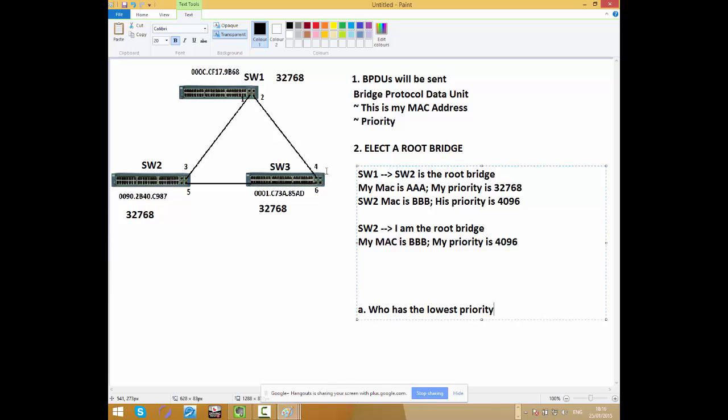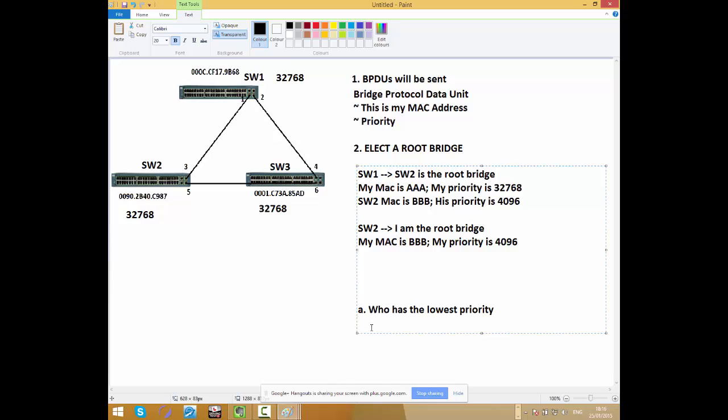Once I receive another BPDU that has a better value than me, I start advertising that switch as the root bridge. And what I use to determine the better value is this. Number one, who has the lowest priority? By default, all these switches have the same priority: 32768, 32768, 32768. So that means there's no one that has a better value.